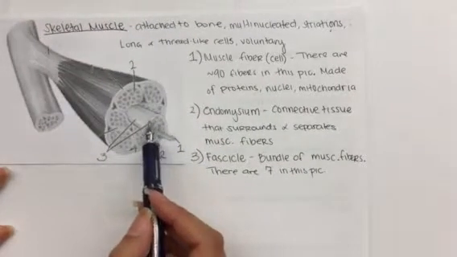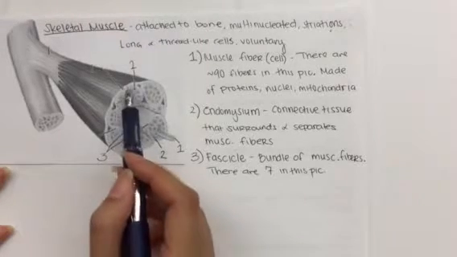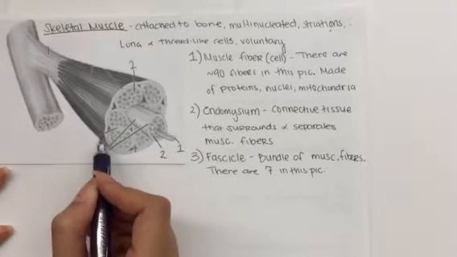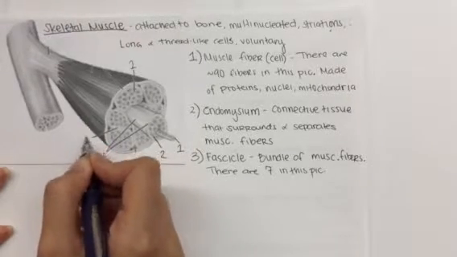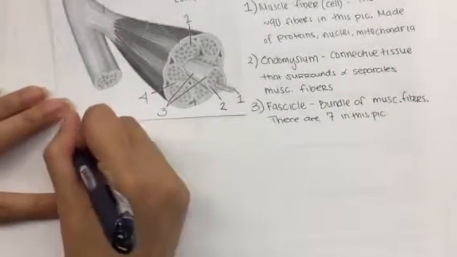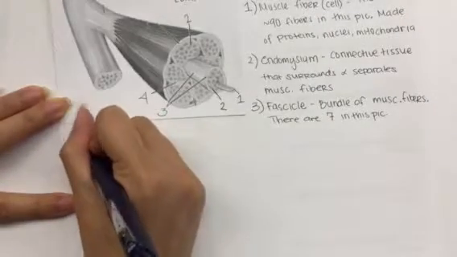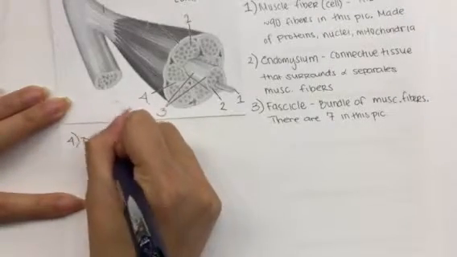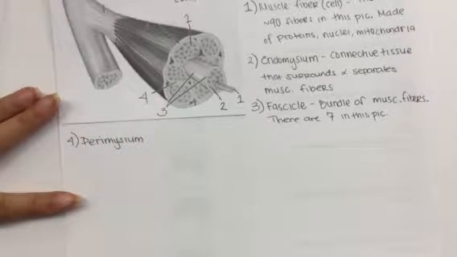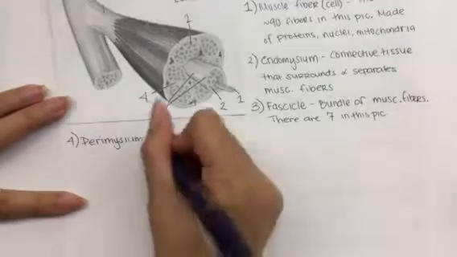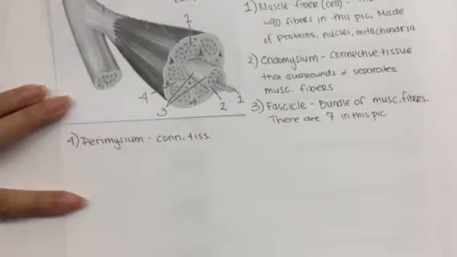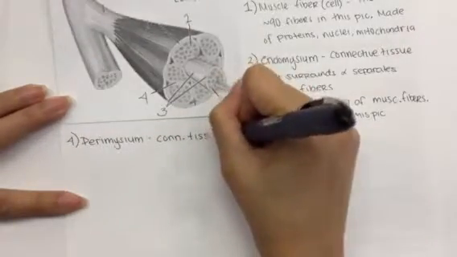Notice each fascicle is covered in this outer layer here. So this outer layer here and this layer here. That's what this number 4 is pointing at. 4 is pointing at the outer layer of a fascicle. So I'm going to write 4. The outer layer of a fascicle is called perimysium. Can you please say perimysium? Perimysium. So this is actually also connective tissue. I'm going to shorten that to connective tissue. Feel free to write it out if you'd like.